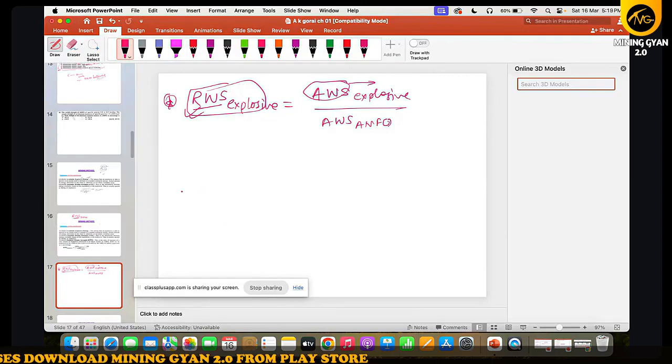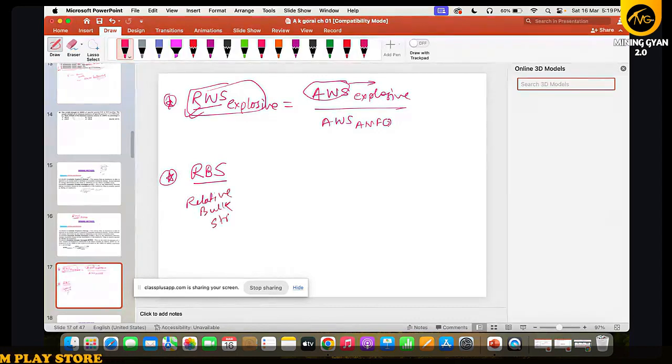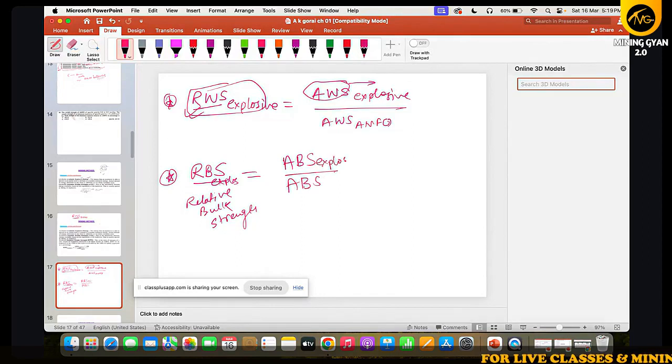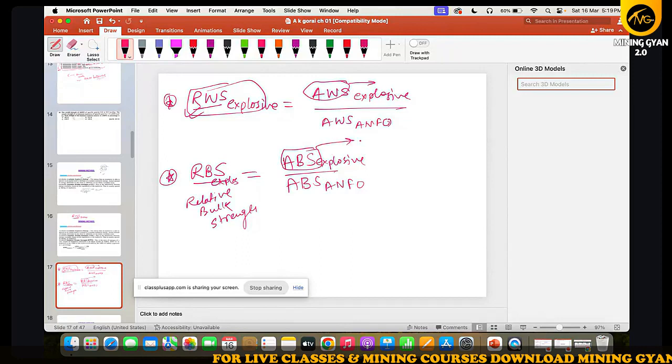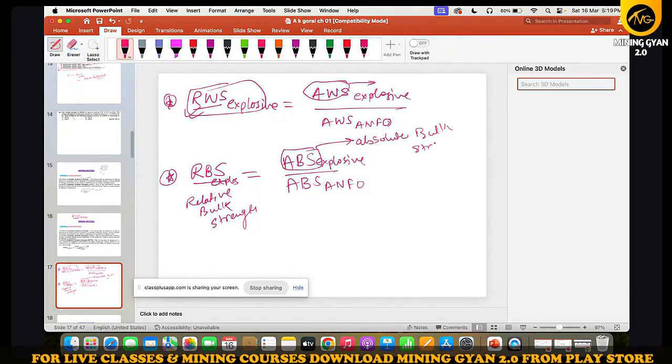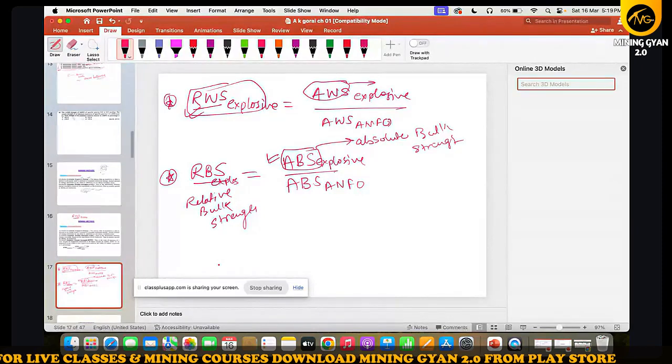सेकंड, इफ दे आस्क अस relative bulk strength, रिलेटिव है, देन वो क्या होगा, ABS बाई ABS, ये एक्सप्लोजिव होगा एंड ANFO होगा. ABS क्या था, एब्सोल्यूट बल्क स्ट्रेंथ. तो अगर अपन एब्सोल्यूट बल्क स्ट्रेंथ ऑफ एक्सप्लोजिव को एब्सोल्यूट बल्क स्ट्रेंथ ऑफ ANFO से डिवाइड करेंगे तो हमको रिलेटिव बल्क स्ट्रेंथ निकल जाएगा.